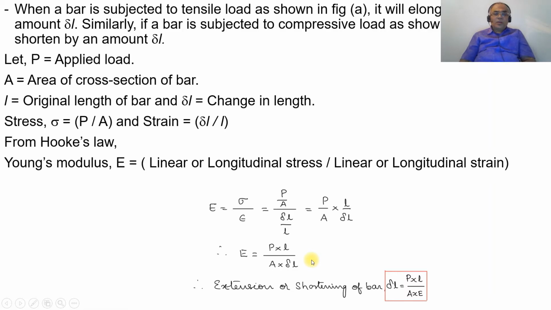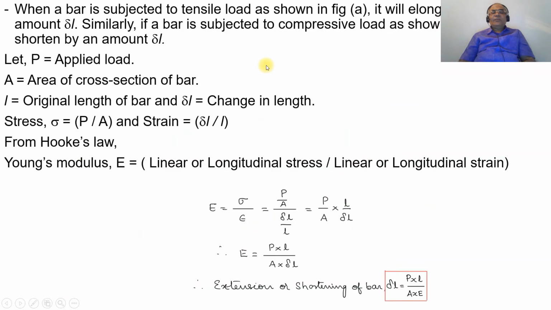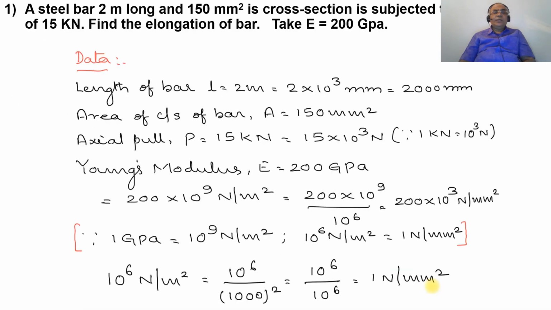But according to the requirement, we know the stress, we have defined the strain, and we want the deformation. What is the deformation? Deformation is nothing but delta L, the extension or shortening of the bar. You cross multiply here, delta L goes to this side and E becomes the denominator. Therefore, delta L is equal to capital P into small l by capital A into capital E.